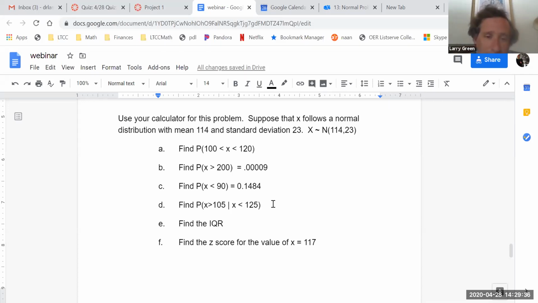Okay, let's do the next one. The next one's a little harder. Find the probability that x is greater than 105 given x is less than 125. Any suggestions on a strategy for this one? The calculator doesn't do givens like this. And here's a hint: you definitely need chapter 3.